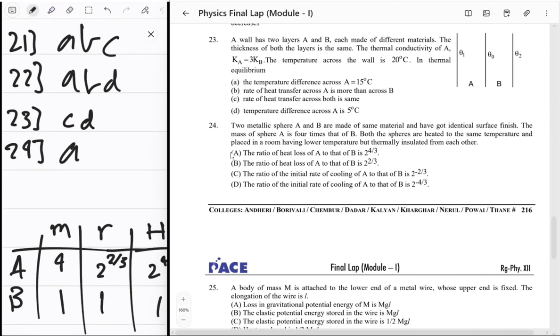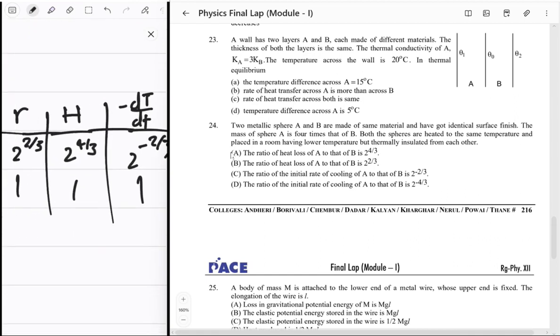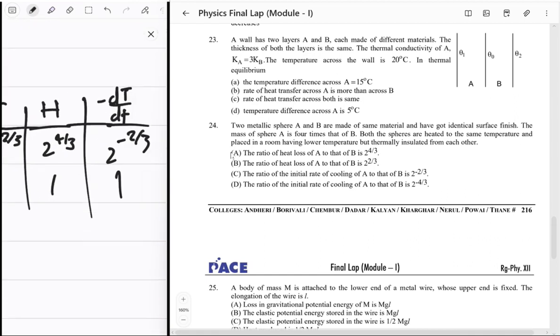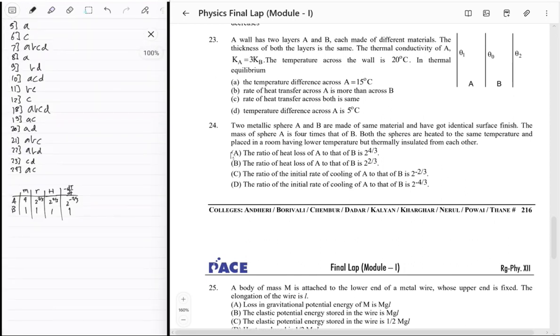The ratio of initial rate of cooling of A to that of B is 2 power negative 2/3. Yes, actually. So C is also right. Next question, 25th.